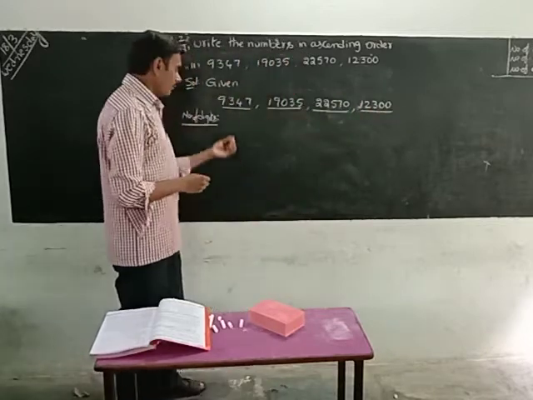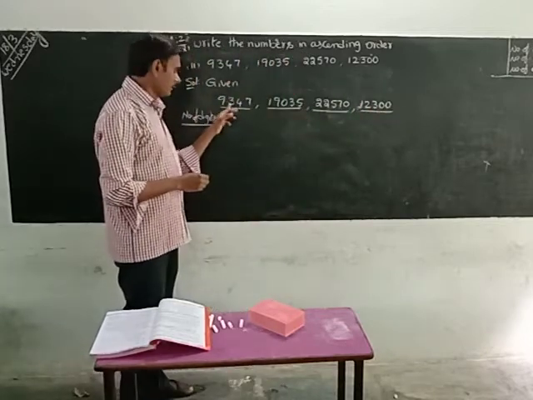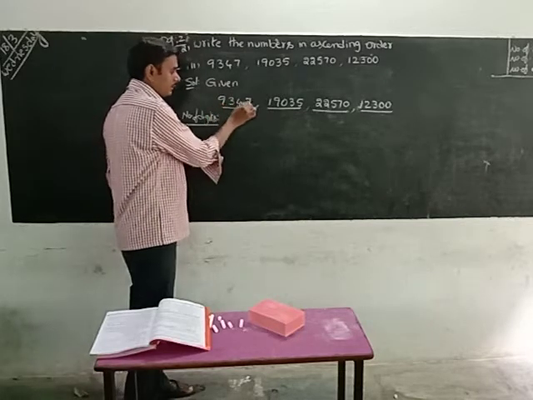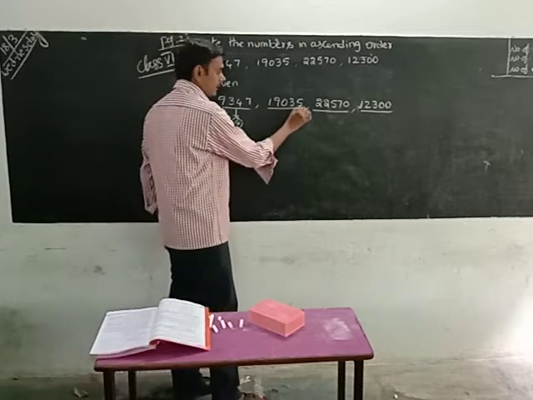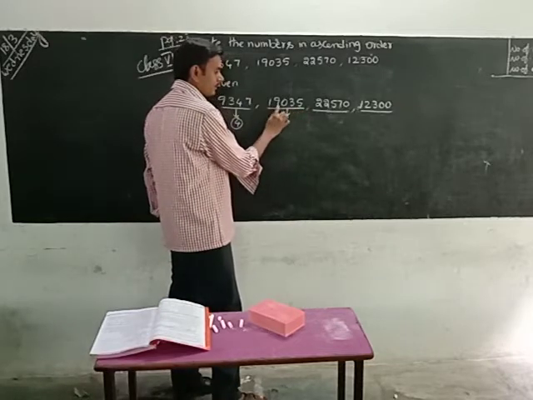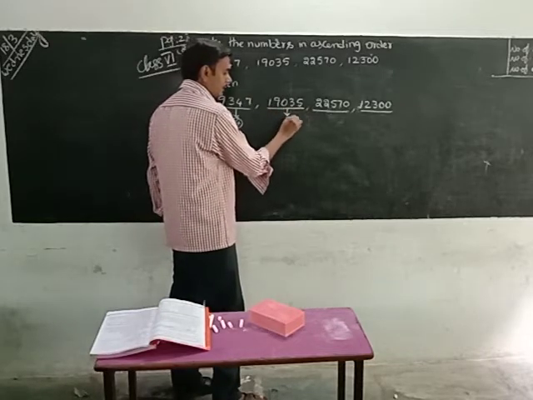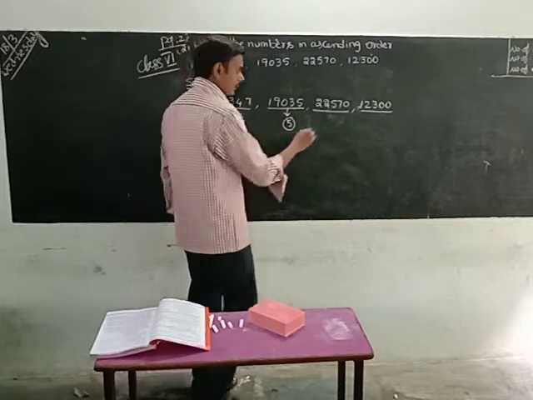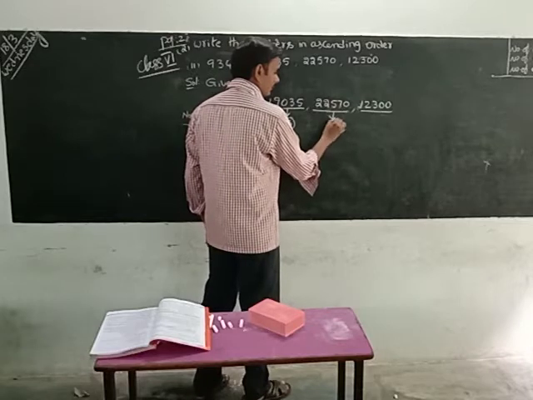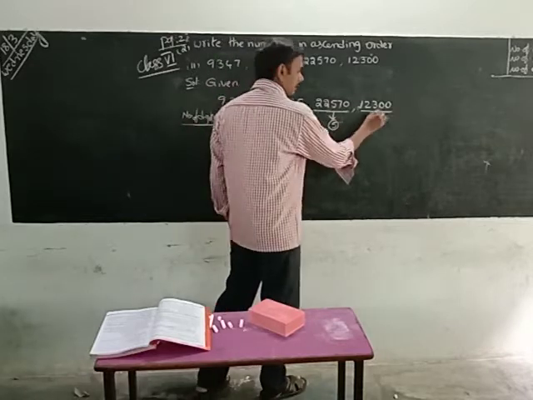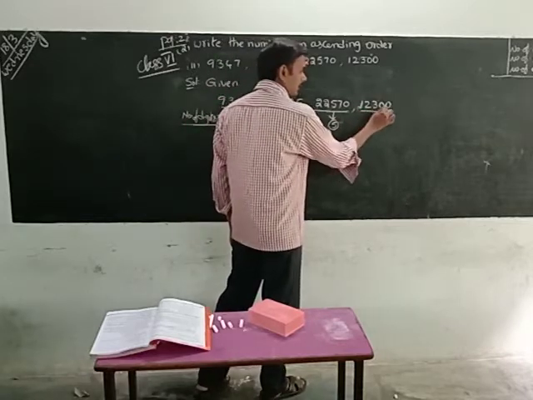Now we have to count the number of digits in the first number. How many digits are there? 1, 2, 3, 4. 4 digits. A 4 digit number. In here how many digits are there? 1, 2, 3, 4, 5. 5 digits. In here how many digits are there? 1, 2, 3, 4, 5. Here also we have 5 digits. How many digits are there? 1, 2, 3, 4, 5.